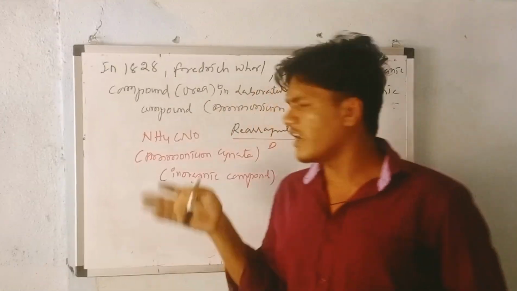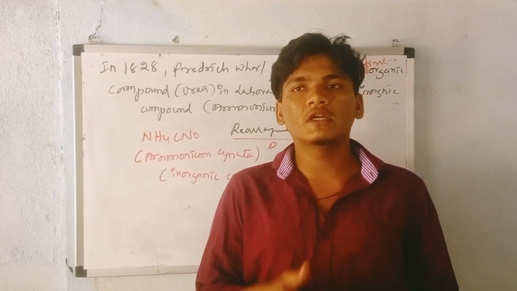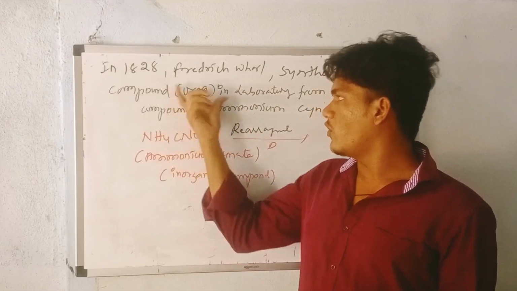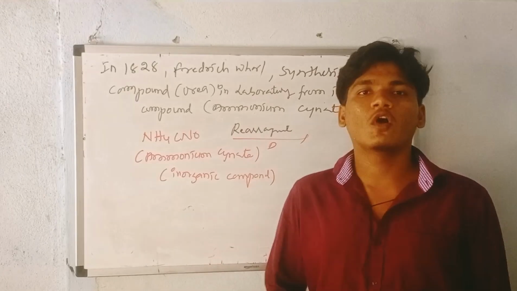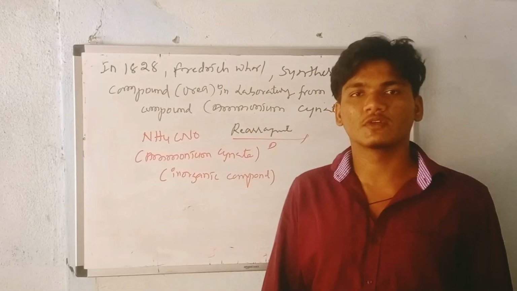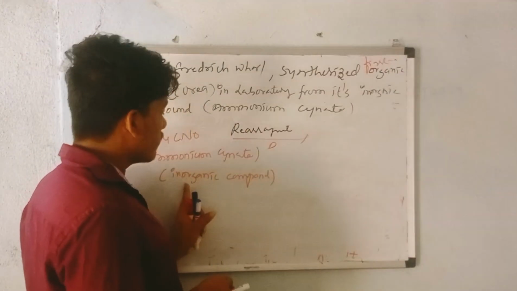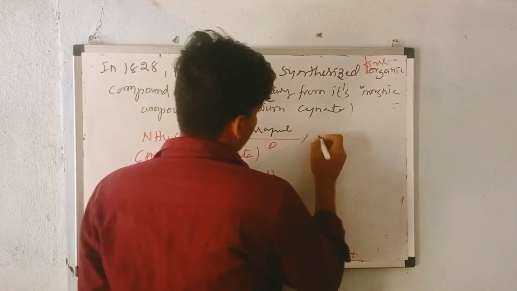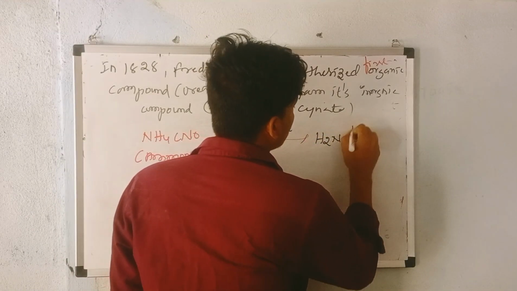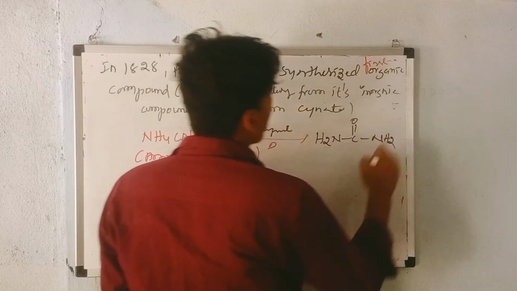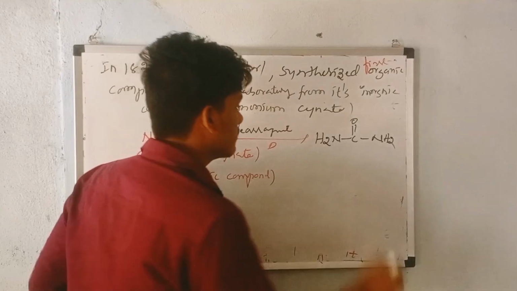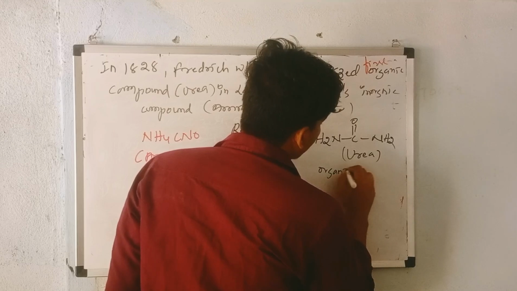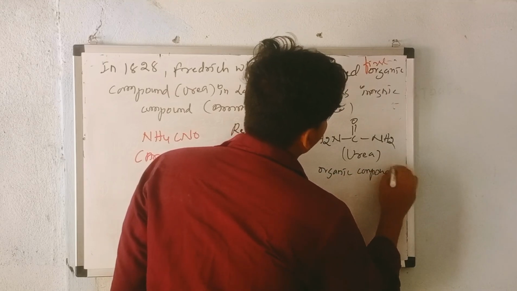So when he heated it, it was an unexpected discovery. He was not mainly trying to synthesize an organic compound; he was working on ammonium cyanate, and unexpectedly urea was synthesized. So from this inorganic compound, the organic compound called urea was synthesized. The urea formula is H2N-C=O-NH2. This is called urea, and it is an organic compound.